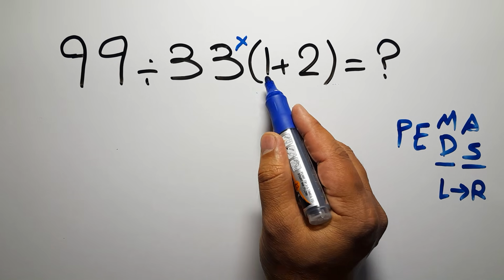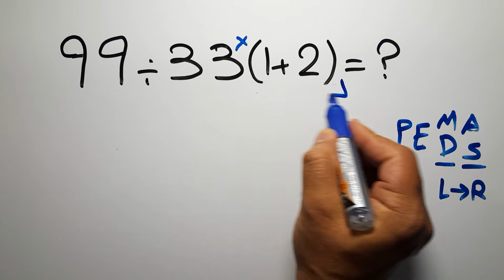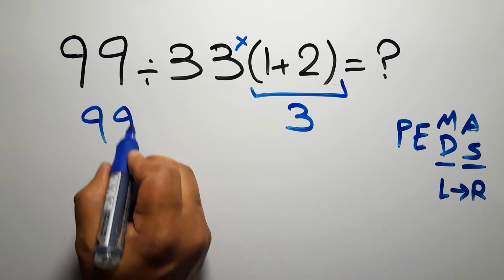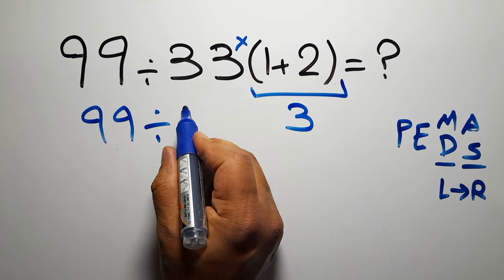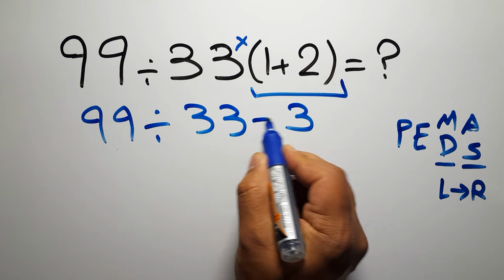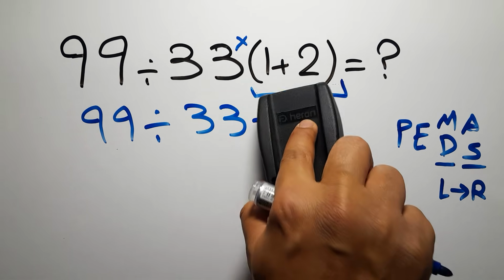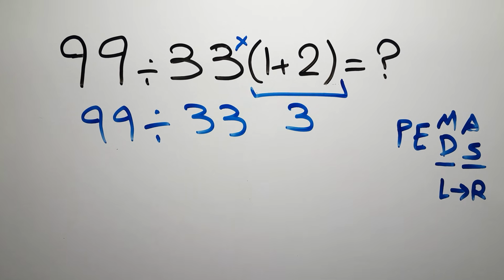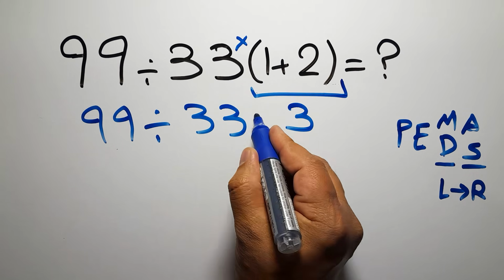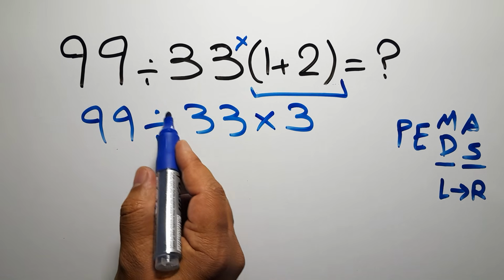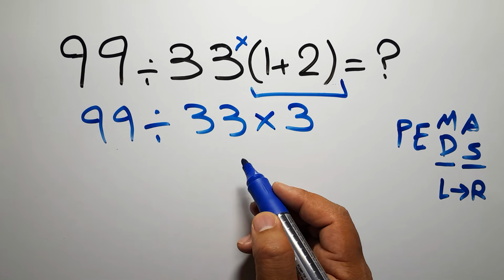Inside these parentheses, we have 1 plus 2, which equals 3. So we have 99 divided by 33 and divided by 3. Here we have multiplication. 33 times 3. Okay, now we have one division and one multiplication.